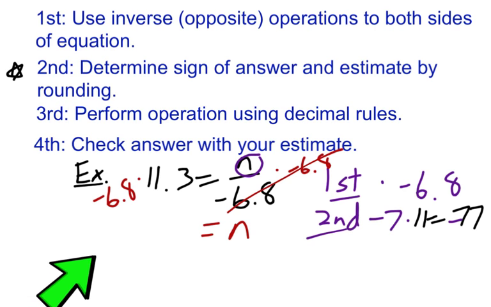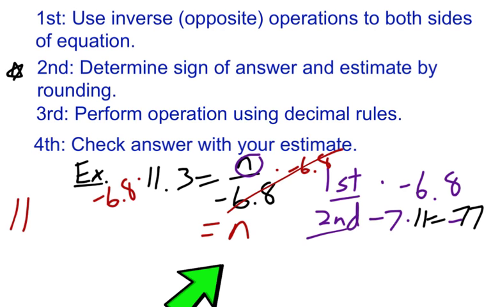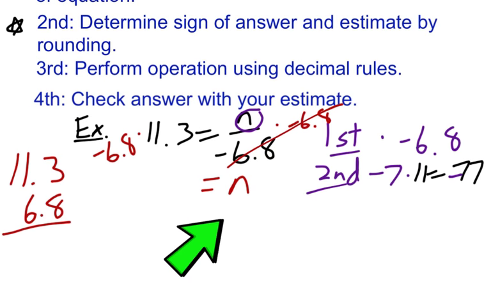Okay, third step, we're going to perform that operation. So I can do that off to the side if I want. I like to write the most digits on top when I multiply. So 11.3 times 6.8. So I put the 11.3 on top because it has more digits. And now 8 times 3 is 24, carry the 2. 8 times 1 is 8, plus the 2 is 10, carry the 1. 8 times 1 is 8, plus the 1 is 9.